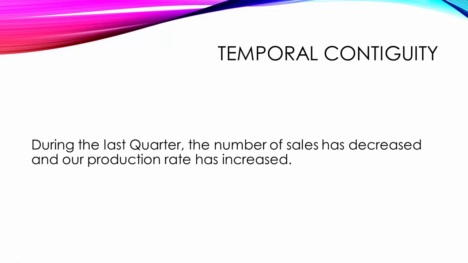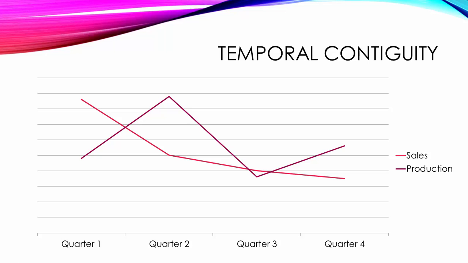For example, if I present this passage to you, which reads, "During the last quarter, the number of sales has decreased and our production rate has increased," you as the audience must try to retain this information as I continue with the lesson. Next, I will present you with the sales and production chart that correlates with the statement I had presented to you earlier.